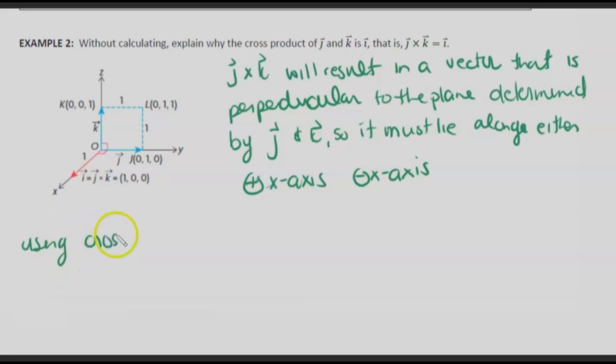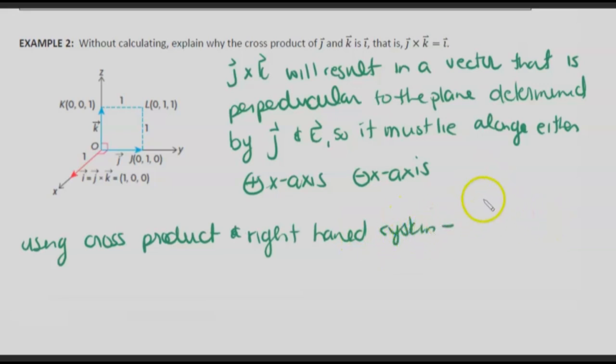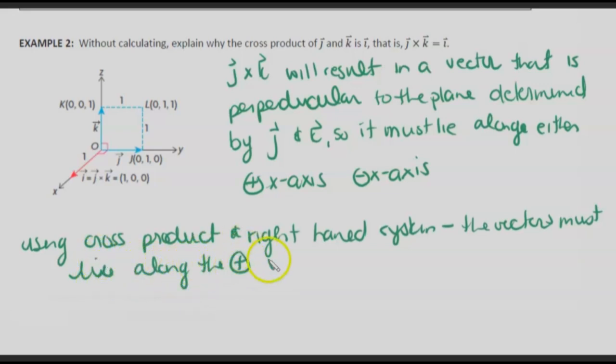Using the cross product in the right-handed system, the vector must lie along the positive x-axis. So if you look here, we have vectors j and k, and in order to be perpendicular, this vector must be vector I.